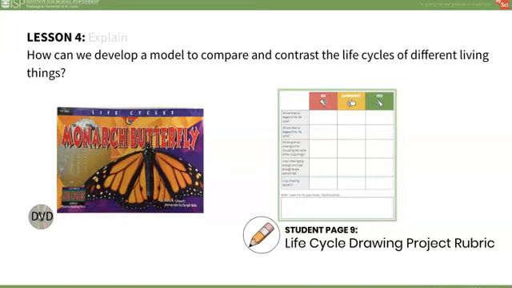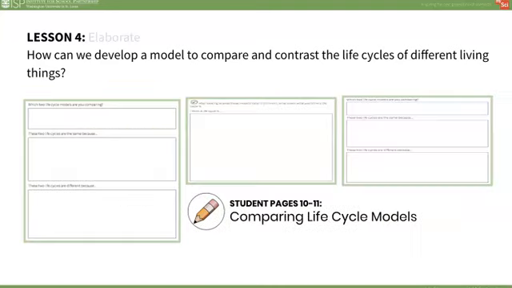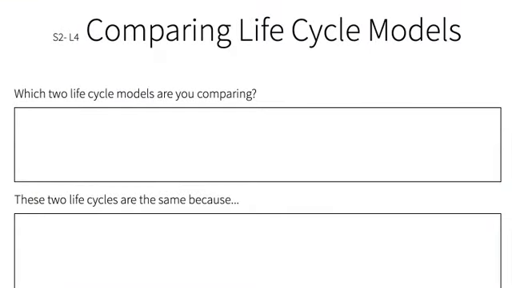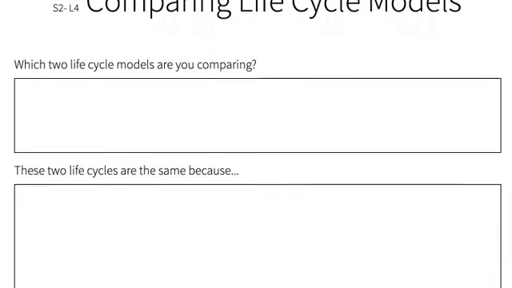As students are reading and drawing, be sure to circulate to make sure that they are on track and be available to clear up any vocabulary questions they may have. You may want to give students the opportunity to do peer review before they present their drawings. Once the student drawings are complete, allow students to observe other groups' drawings and compare their life cycle drawings to one or more groups. Have them use the Comparing Life Cycles models on student pages 10 through 11.